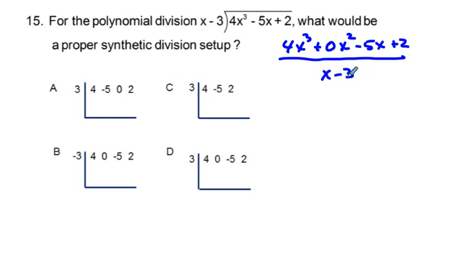We have to put the value of the zero of the divisor, so 3 is going to have to go on the outside, not negative 3. Based on just this divisor being properly handled, answer choice B is an impossibility. Our true answer is going to involve having these numbers here: 4, 0, negative 5, and 2, which is going to be answer choice D. So D is our correct answer.